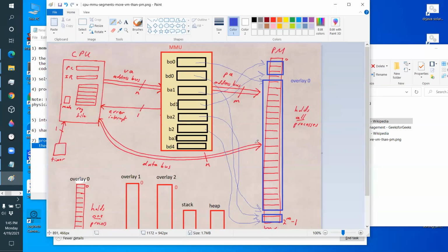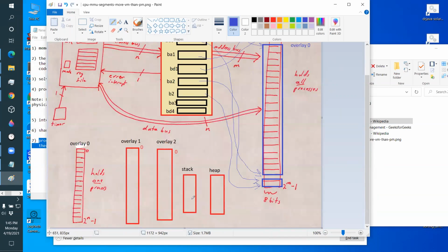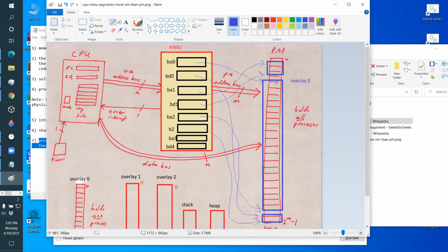So maybe memory is cut in half, and overlay 0 sits here, and overlay 1 is down here, and overlay 1 gets replaced by overlay 2, but overlay 0 stays in memory. People did all kinds of funny things this way. But by cutting the program up into pieces, into what they call segments or overlays, you could have them be copied in and out of memory.